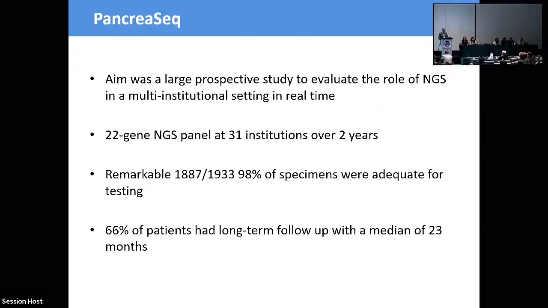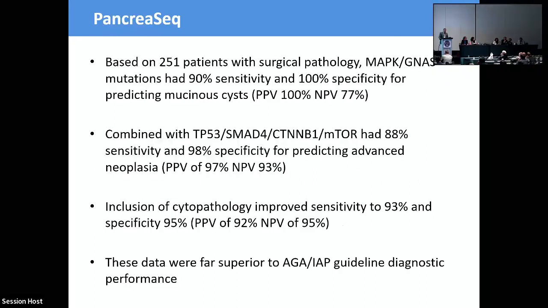And the aim of this was a large prospective study to evaluate the role of next-generation sequencing in a multi-institutional study in real time. This was a 22-gene NGS panel at 31 institutions over 2 years. Remarkably, 98% of specimens were adequate for testing. So compare that to the acellular mucin cytology reports that we see. And 66% of those patients had a follow-up, median follow-up of 23 months.